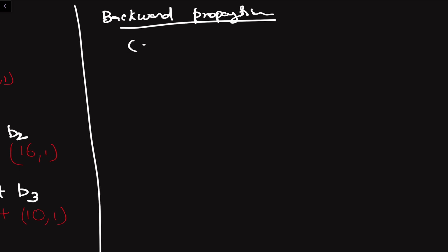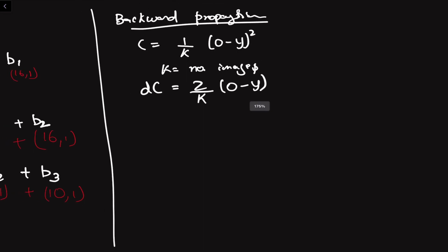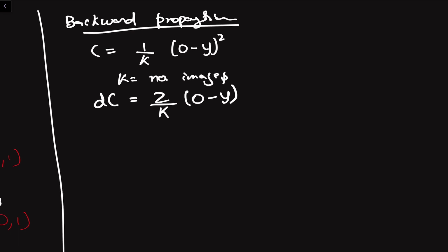So we know the cost is the average, 1 by k, as k is the number of images. We're going to be using that when we're using the whole data set. So number of images into O minus y whole square. Okay, so derivative of that will be k O minus y. Okay, we can write it as this, and now let's see what DW3 was. I'm not going to derive it again. I'm just going to write it with matrix matching.